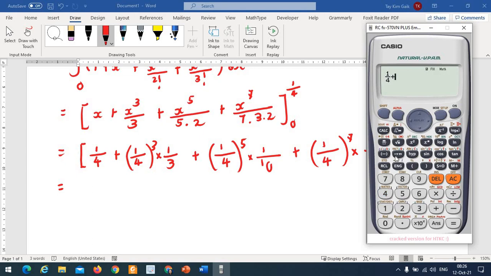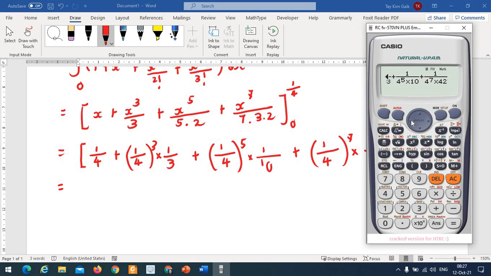So 1 over 4, plus 1 over 4 power 3, multiply by 3, plus 1 over 4 power 5, and at the denominator you divide by 10, and then plus 1 over 4 power 7, multiply by 42, 1, 2, 3, 4 terms.